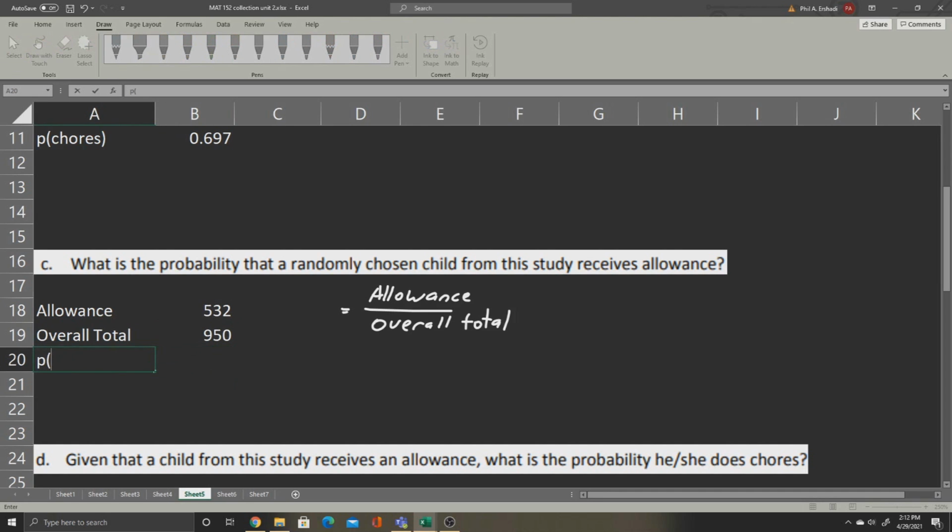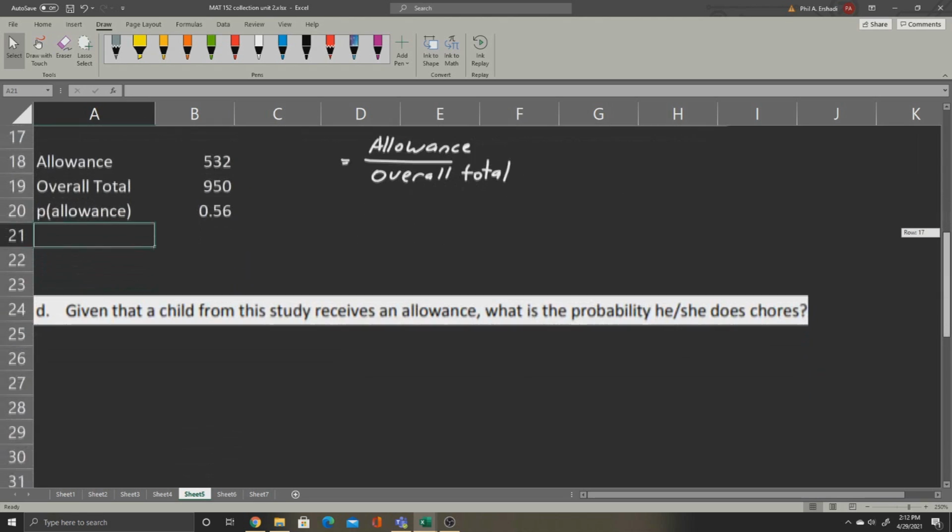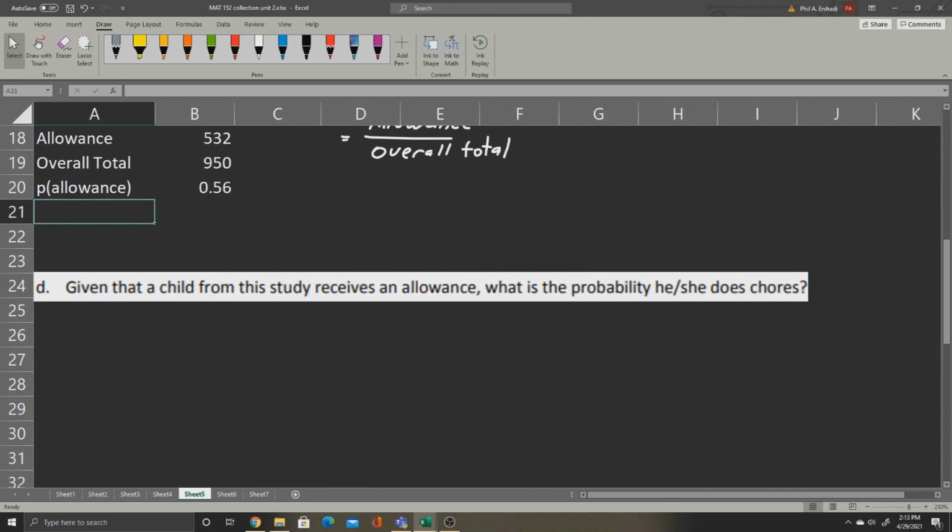We enter 532 for the allowance and 950 for the overall total. We can say our probability of receiving allowance will equal 532, the number of children who do receive allowance, divided by 950. This gives us a probability of 0.56 of receiving allowance. In Part D, we are asked, given that the child from the study receives an allowance, what is the probability that he or she does chores?